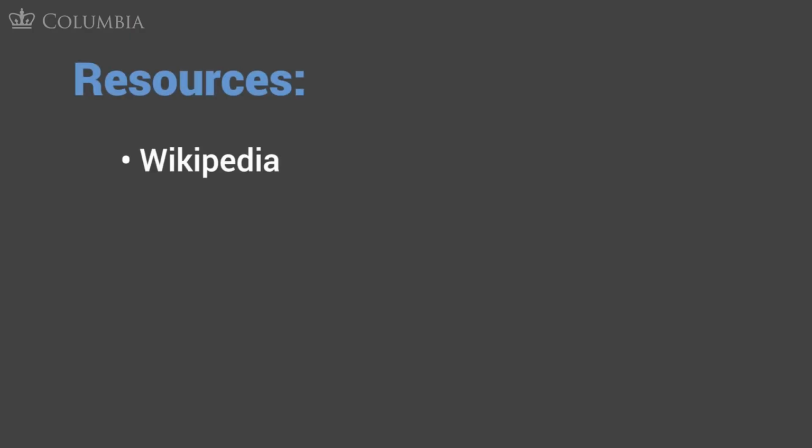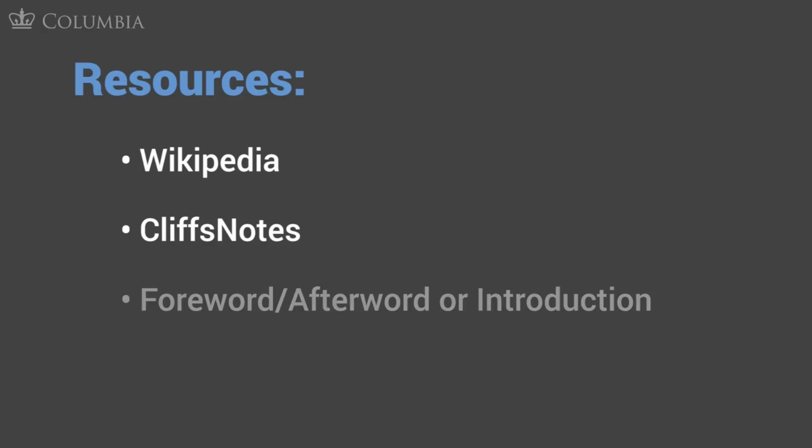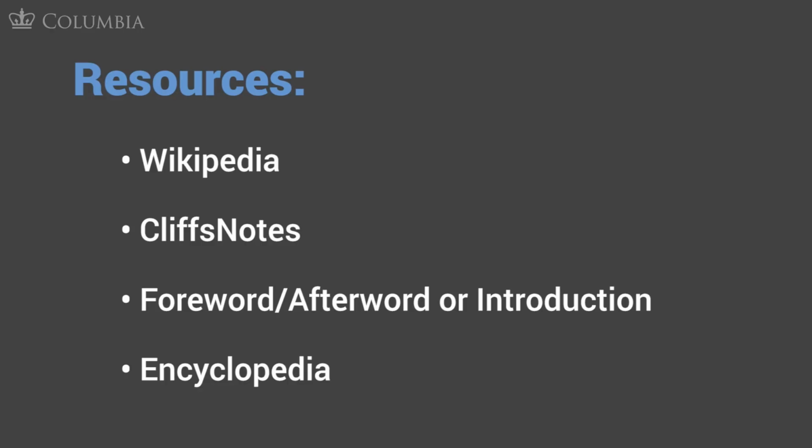There are a few good and easy to find resources that you can use to answer these questions. Things like Wikipedia, the CliffsNotes version of the text. If you have a regular version of the text, maybe there's a foreword or afterword or an introduction, even a good old-fashioned paper encyclopedia. While we don't recommend using Wikipedia for real research, when you're just trying to give yourself a little background context about a text, Wikipedia can be a really helpful resource.